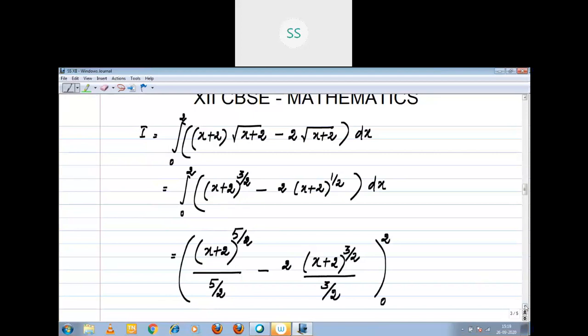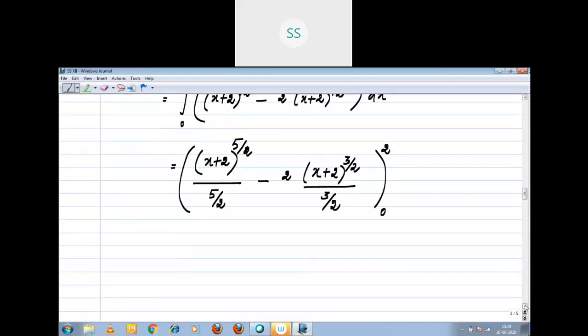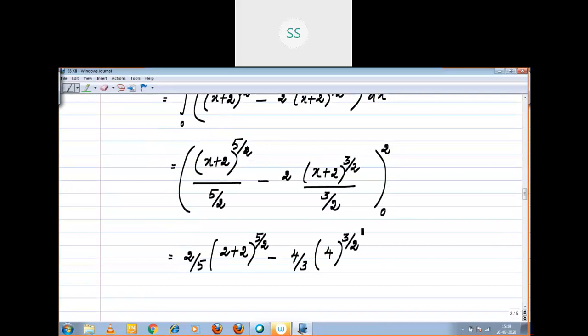Now we are going to apply the upper limit. 2 by 5, upper limit 2 plus 2 the whole power 5 by 2, minus 4 by 3, upper limit 4 power 3 by 2. Got it? 2 plus 2. This is your upper limit minus lower limit.